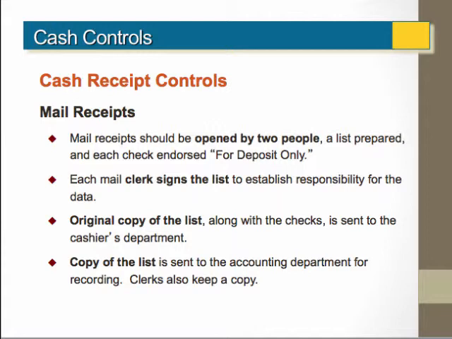When they create that list of deposits that are going to be made, the clerk signs that list to ensure that he or she is taking responsibility for that data. The original copy of the list, along with the checks, is sent to the cashier's department, who maintains that information and also creates the deposit slip. The copy of the list that went to the cashier goes to the accounting department to protect the cash.